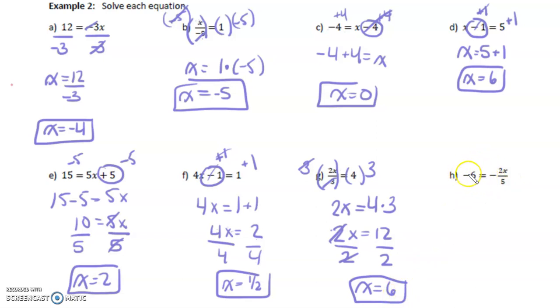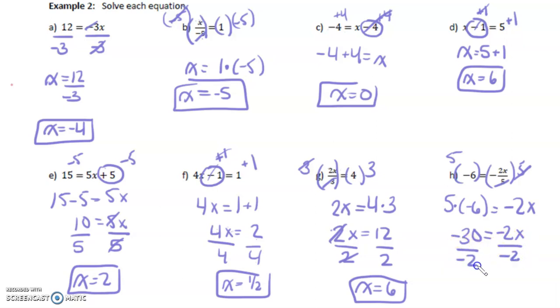Okay, same thing with this question. Negative 6 equals negative 2x over 5. So negative 2x is divided by 5. So let's multiply both sides by 5 right now. So we get 5 times negative 6 equals, and then these 5's cancel out and we're left with negative 2x. So we get negative 30 equals negative 2x. Now we're going to try to get the negative 2 off of the x. So divide both sides by negative 2. And I get x equals 15.